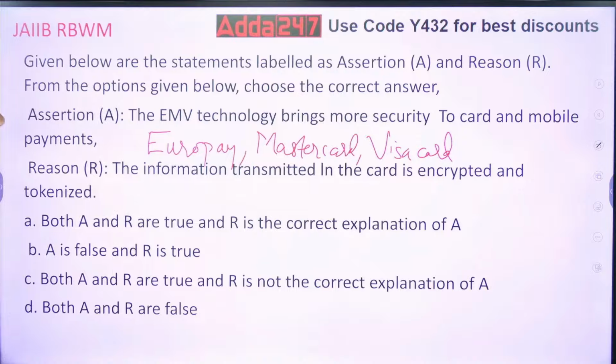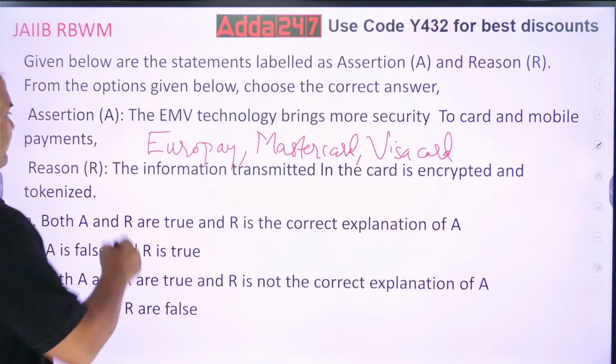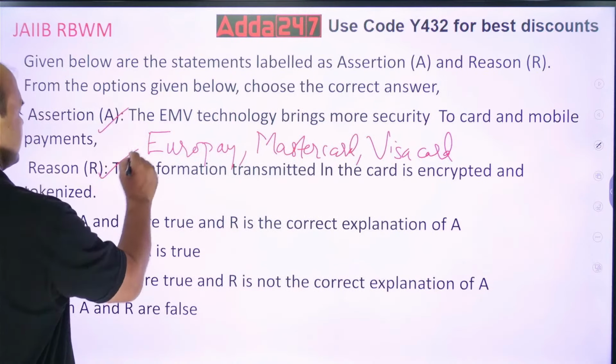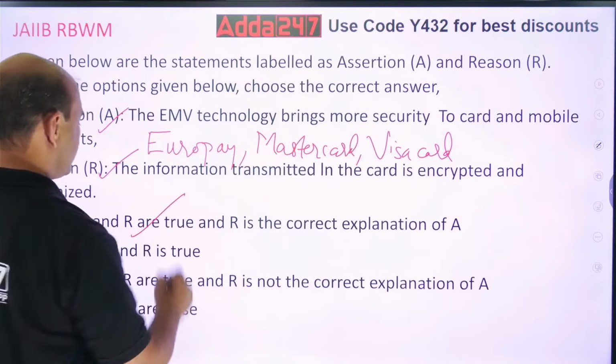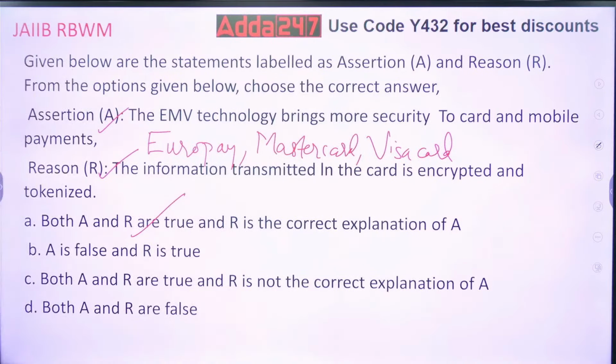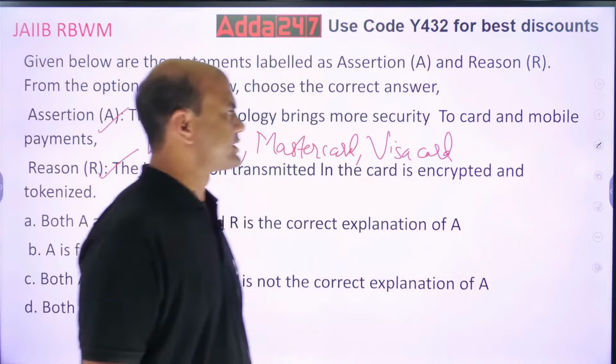And next one, reason. The information transmitted in the card is encrypted and tokenized. So that is also right. So both are correct. Right? So A and R are true and R is the correct explanation. A is the answer. Okay, both are correct. R is also the correct explanation.